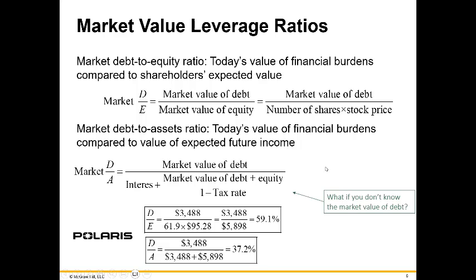The value of the stock goes up if investors think this company is going to do better in the future, so the market value could be way higher than the book value. So market debt to equity takes the market value of debt divided by what we would call the market cap of the company, the shares times the stock price. If you've taken any investing classes yet, you know this is market cap.